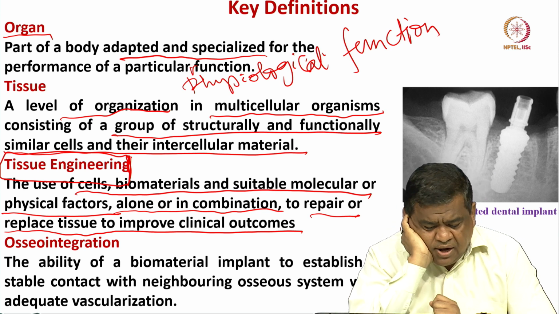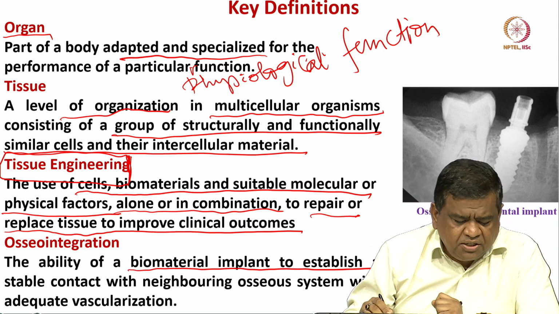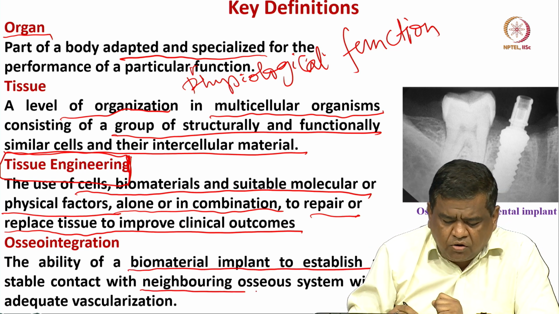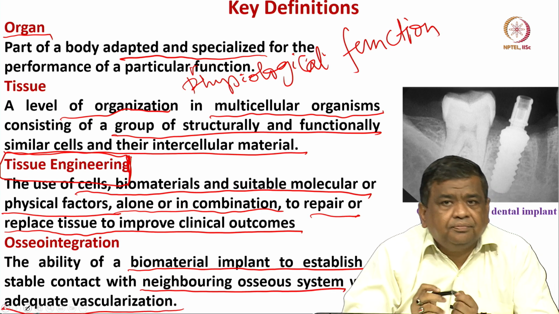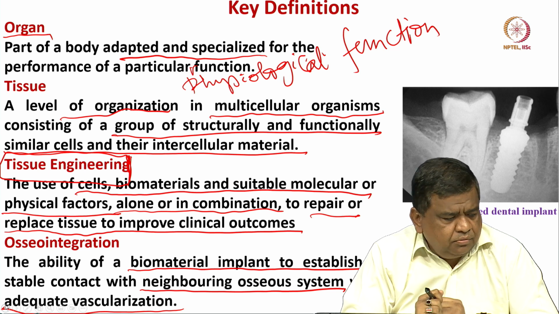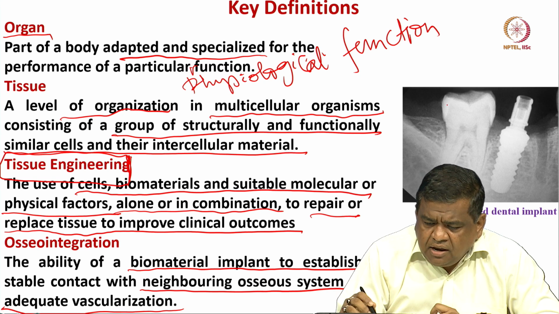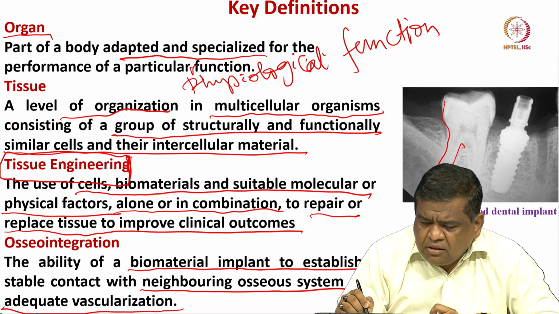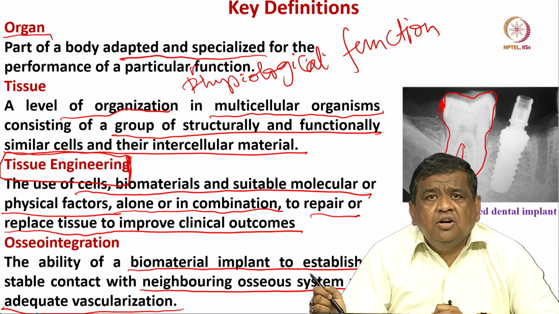Osseointegration is the ability of a biomaterial implant to establish a stable contact with the neighboring osseous system with adequate vascularization. So, this is the osseointegration. What you see, this is a natural tooth in the jaw with a crown and all, natural tooth.